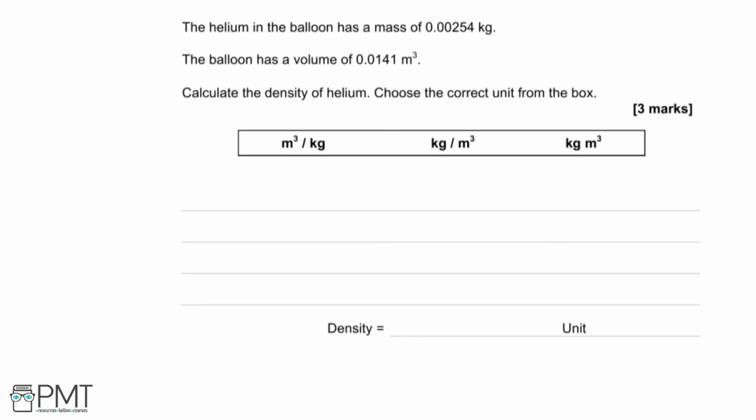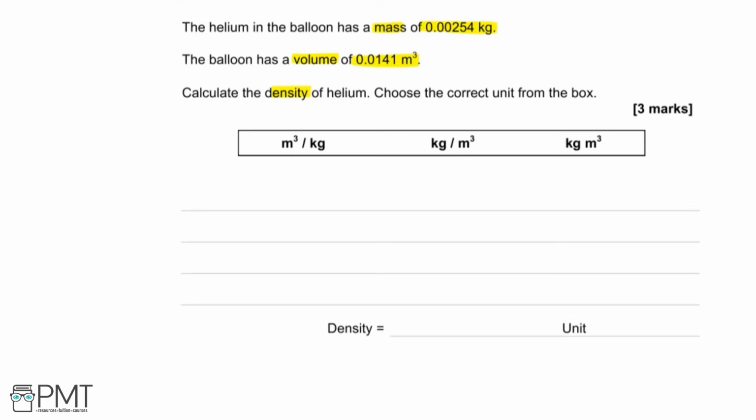The helium in the balloon has a mass of 0.00254 kilograms. The balloon has a volume of 0.0141 meters cubed. Calculate the density of helium. Choose the correct unit from the box.